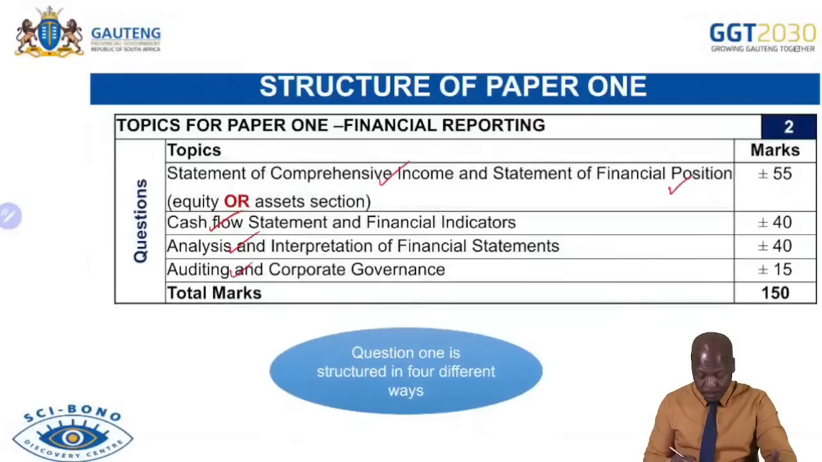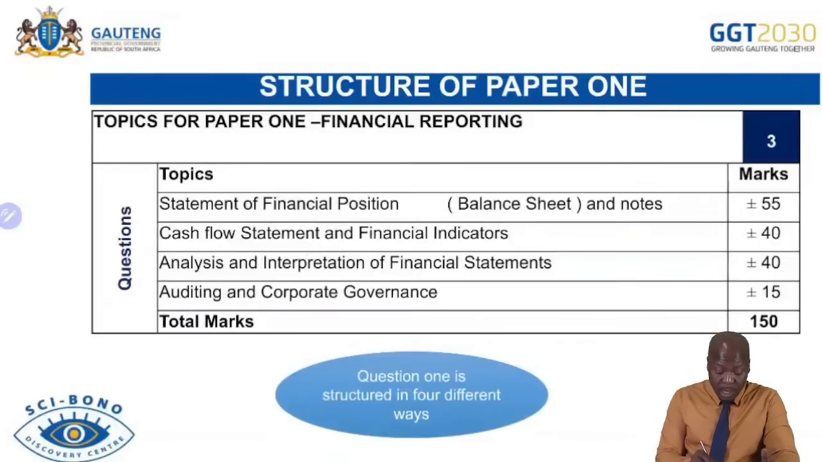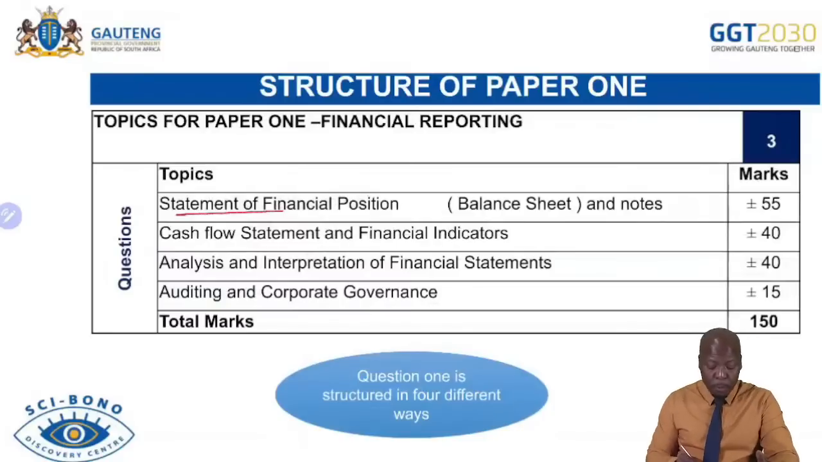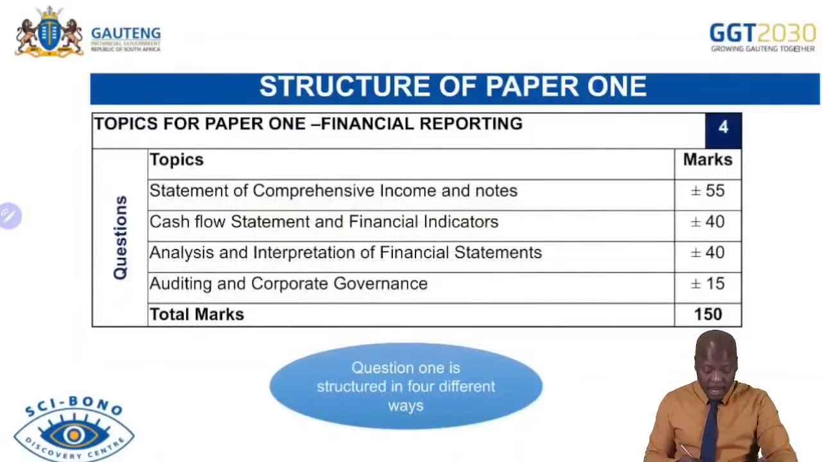The third option that can be available is the statement of financial position and notes. So the examiner can exploit this option, where you can be asked to prepare the statement of financial position together with some notes. Again, you will see that these options remain constant. They are not changing, but question 1 is the one that can be exploited. And then the fourth one is the statement of comprehensive income and notes. So this is a full statement of comprehensive income and notes. All right. And again, you see that the rest remain the same.